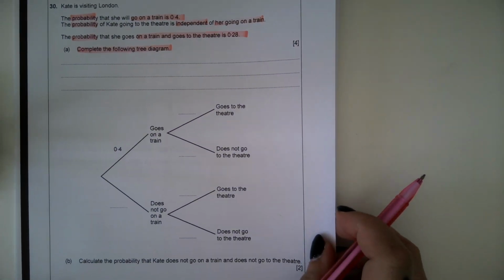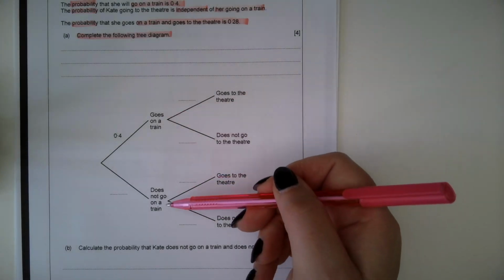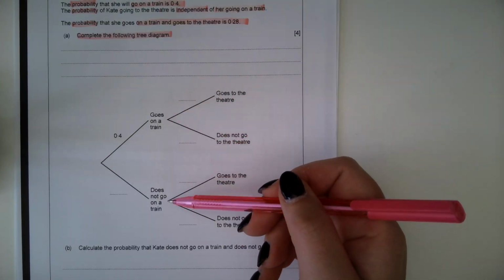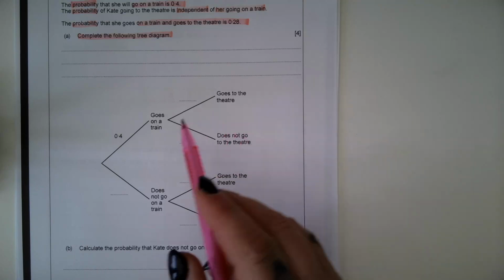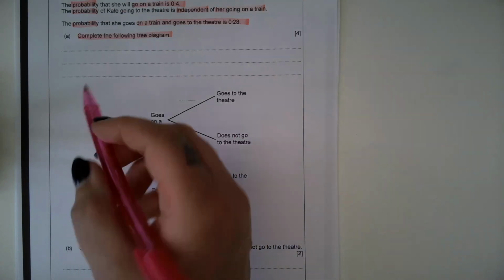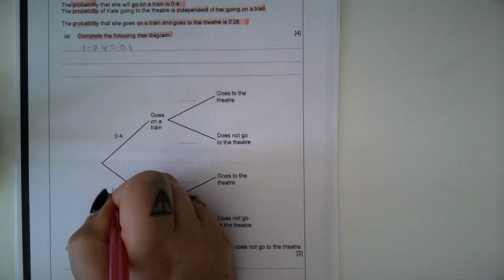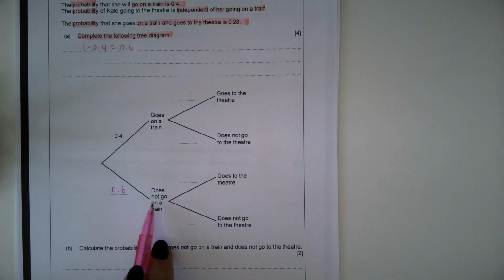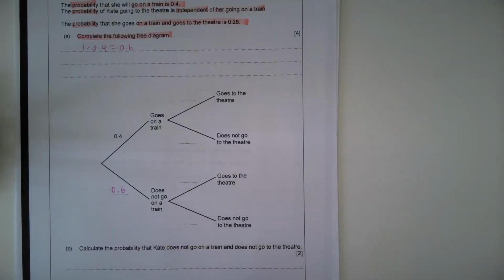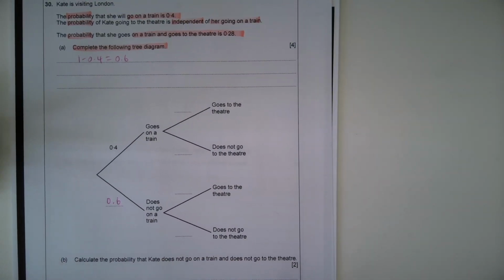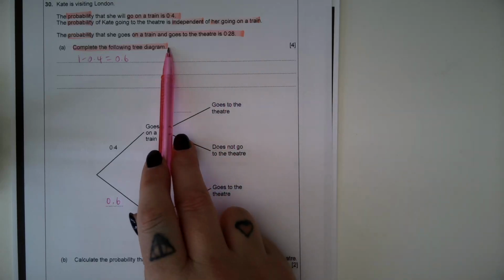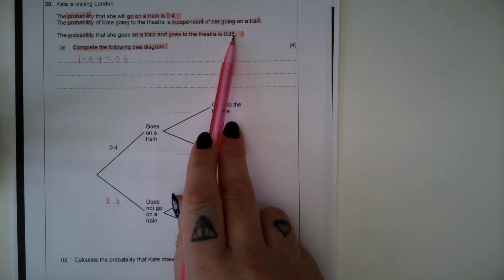Okay, so let's start with this first branch. So whether or not Kate goes on a train. So remember, probabilities sum to 1, and this set of branches has to sum to 1. So 1 subtract 0.4 is 0.6. So there's a 0.6 probability that Kate does not go on the train. Okay. The probability that she goes on the train and goes to the theatre is 0.28.